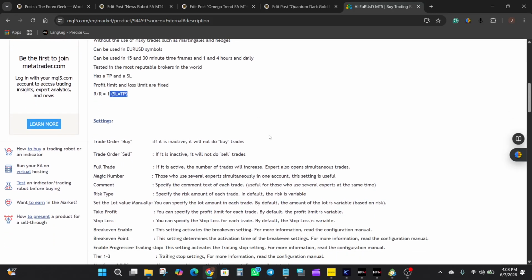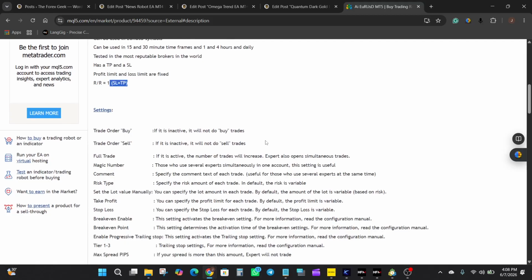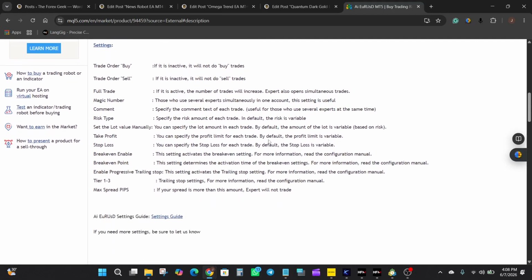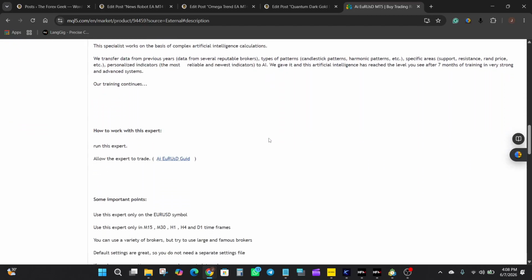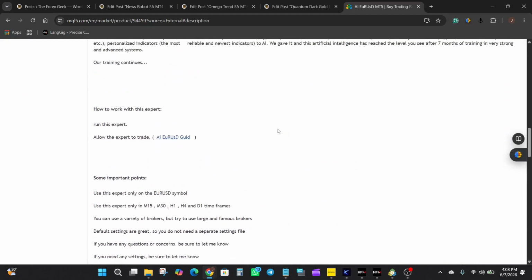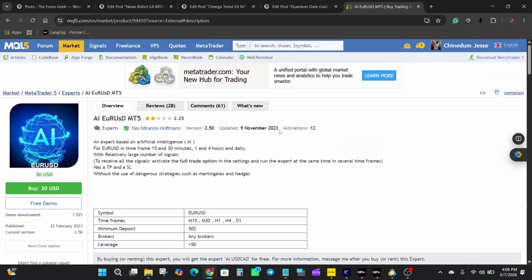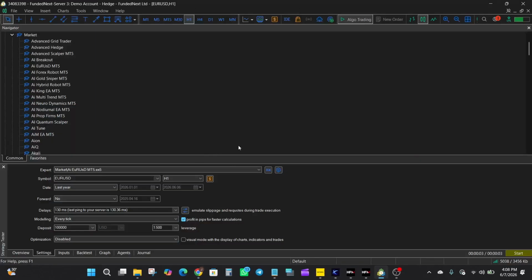Now, moving into the historical analysis portion, any backtesting should ideally focus on the recommended EuRUSD pair and the specified time frames of M15, M30, H1, H4, and D1. When reviewing historical testing performance, it's always helpful to evaluate results across multiple market conditions rather than relying on a short testing period. Now let's quickly head over to our strategy tester, and as you can see, we tested the AI EuRUSD MT5 on EuRUSD, of course, on the H1 time frame, and we did the backtesting over the past year.